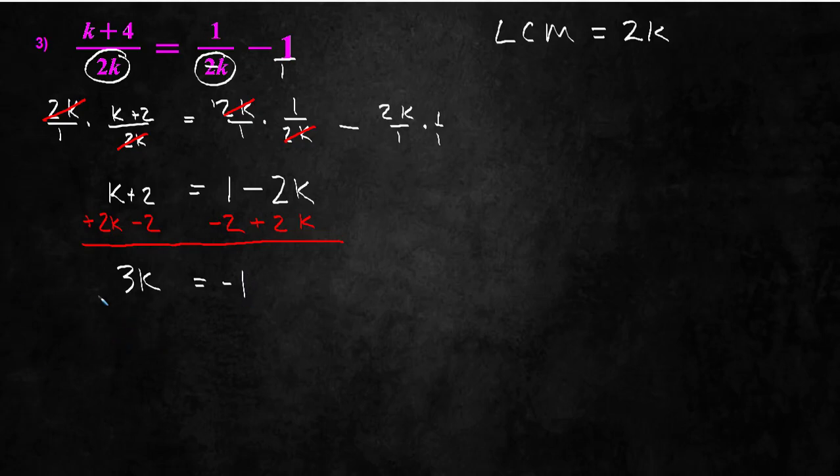Divide both sides by k. Excuse me, by 3. And I end up with k is equal to negative 1/3. If I multiply negative 1/3 times 2, I'm not going to get a 0. So that means that is a solution that checks.